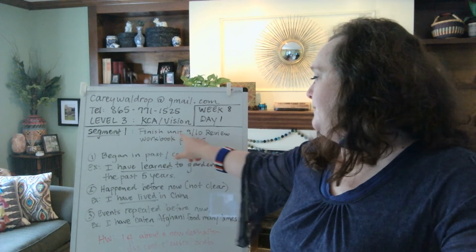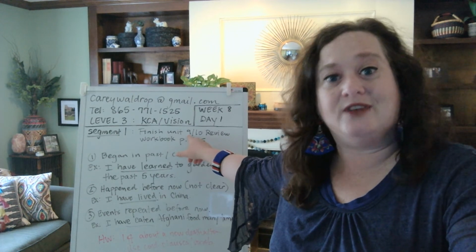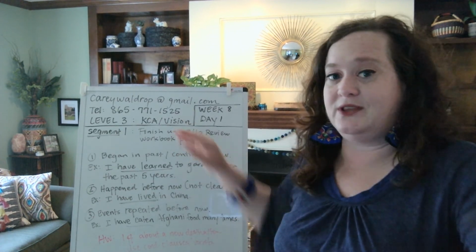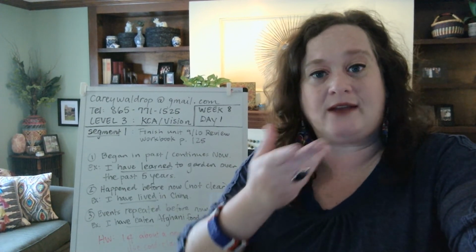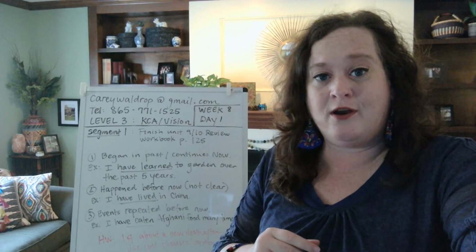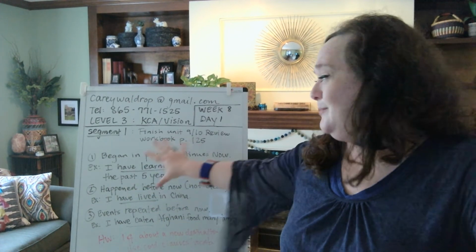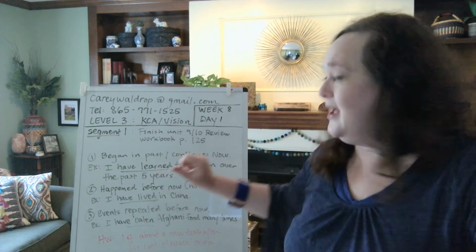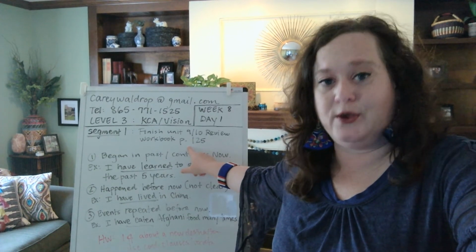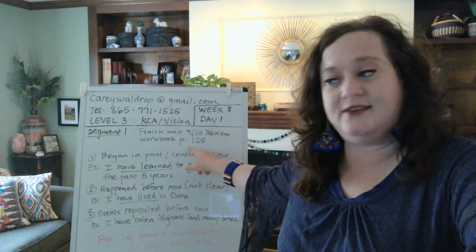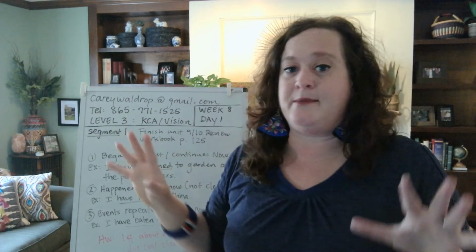For segment one, let's finish that review in the book for units 9 and 10. There's a little bit of pronunciation practice, a little bit of speaking practice. So we will do that together, as well as a review from the end of last week. I would also like to do another workbook exercise with you on page 125 in the workbook. So that will be for segment one.